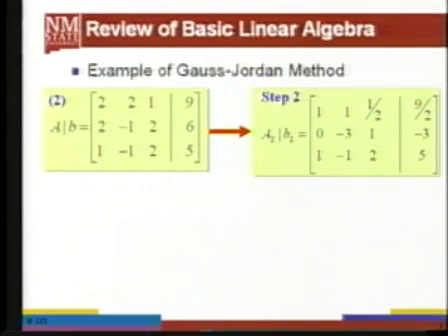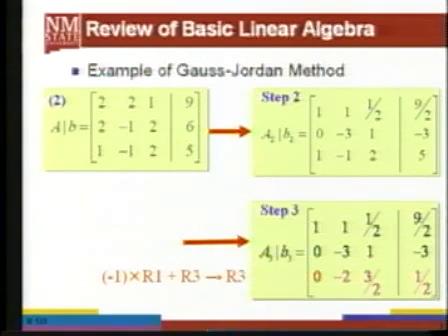And then step 3 would be replace row number 3 of A2 matrix by -1 times row number 1 plus row number 3. Now, the first column of system number 2 has been transformed into 1, 0, 0, right? Now, we need to transform the second column of A3 into 0, 1, 0.